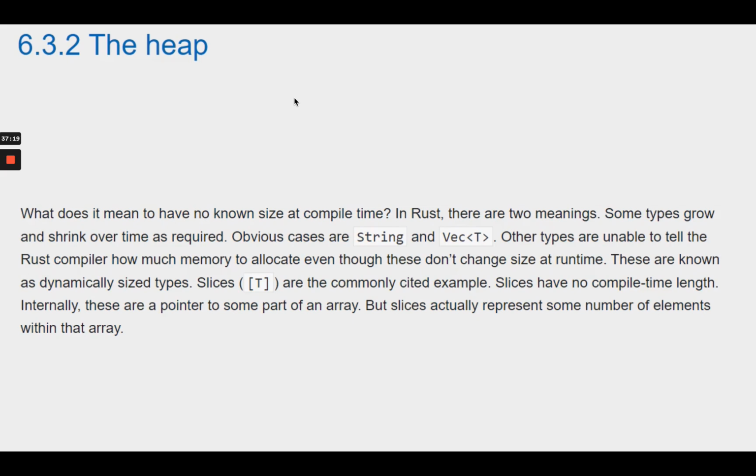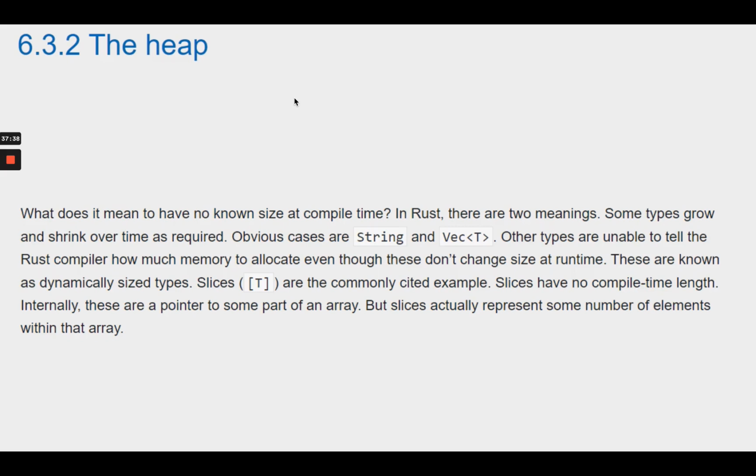Some types grow and shrink over time, as required. Obvious cases are String and Vec<T>. Other types are unable to tell the Rust compiler how much memory to allocate, even though these don't change size at runtime. These are known as dynamically sized types.